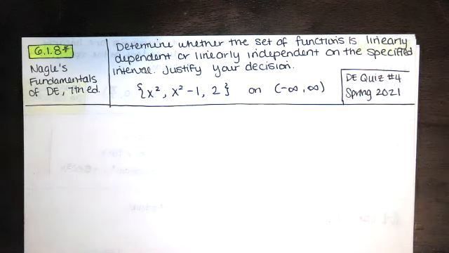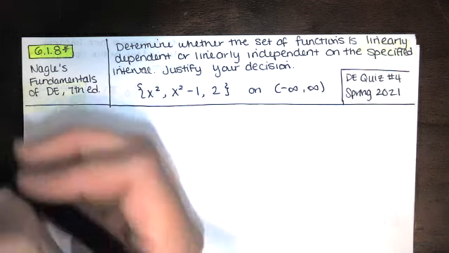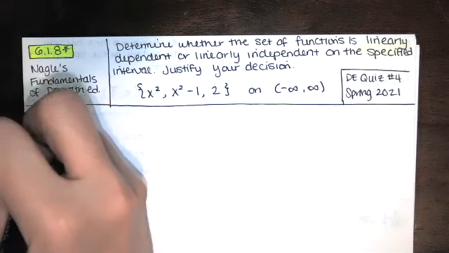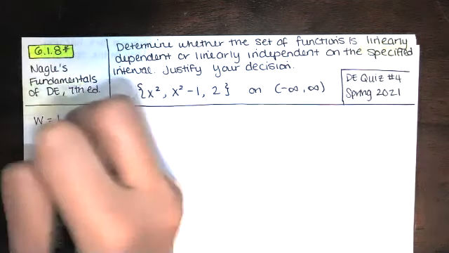Now, there are a couple of ways that you can go about answering this question. You can think about linear independence and linear dependence in terms of that equation that defines a set of linearly dependent functions, or you can use the Wronskian. I'm going to show you how to do both ways, and I'll show you that you get exactly the same thing either way. So let's start with the Wronskian of these three functions.